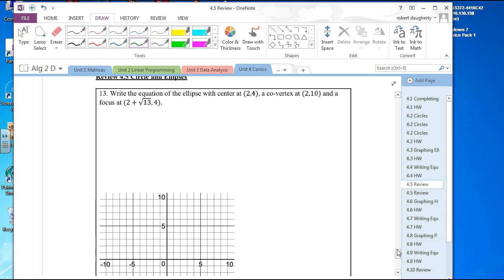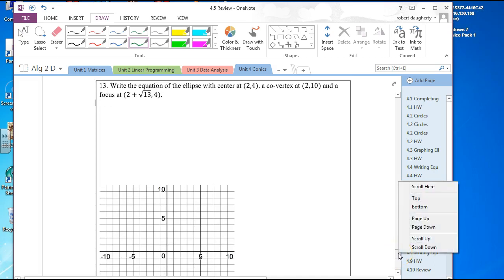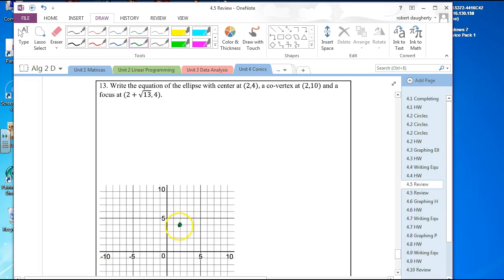Write the equation of the ellipse with a center at (2, 4), co-vertex at (2, 10), focus at (2 plus square root of 13, 4). Okay? So again, the center is (2, 4). That is the center of my ellipse. A co-vertex at (2, 10), that is right here. So this is a co-vertex. That's the center.